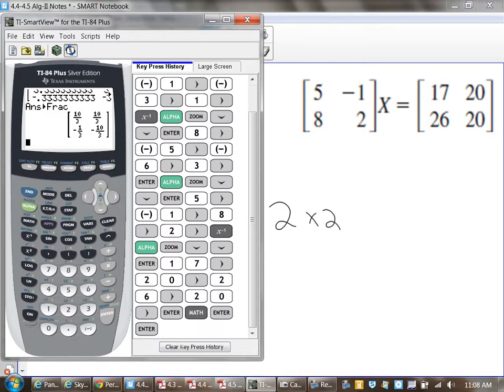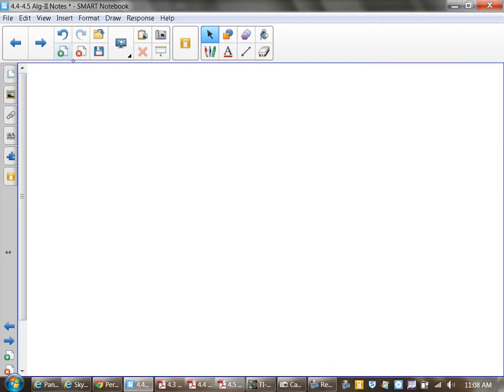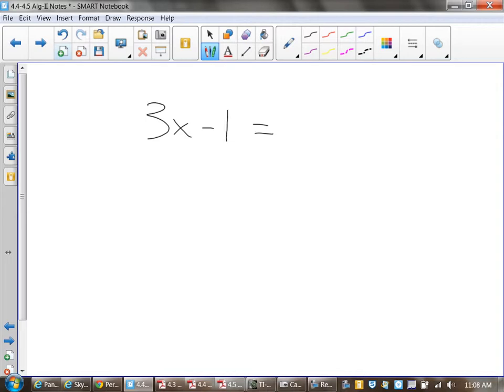Matrix inverse operations work the same as regular two-step equations would. You follow the same order of operations. For example, if I have an equation like 3x minus 1 is 6, what would you do first? You'd add the 1, and you get 3x equals 7, right? And then what would you do? You divide by 3. Good. Basically, you multiply by its inverse.